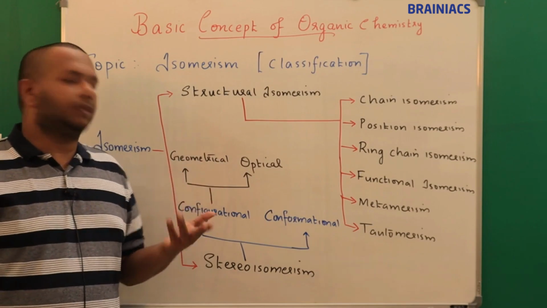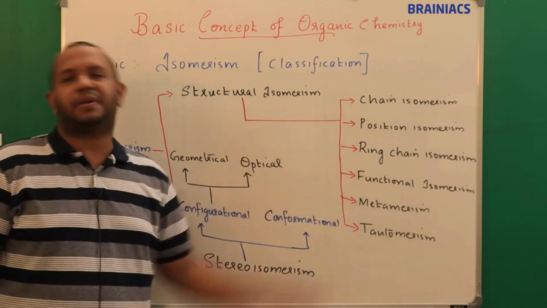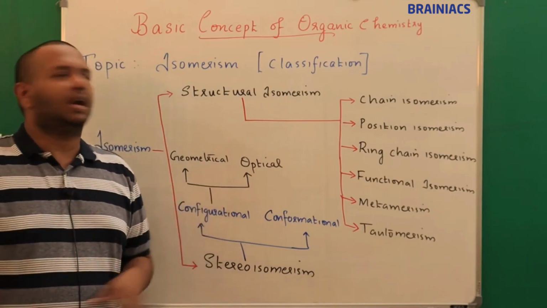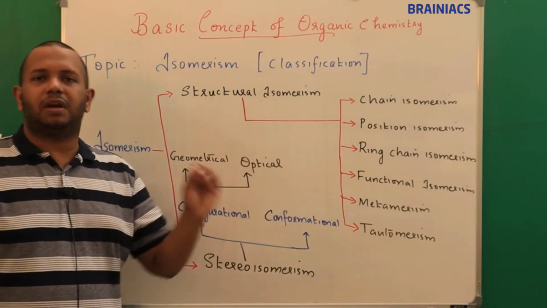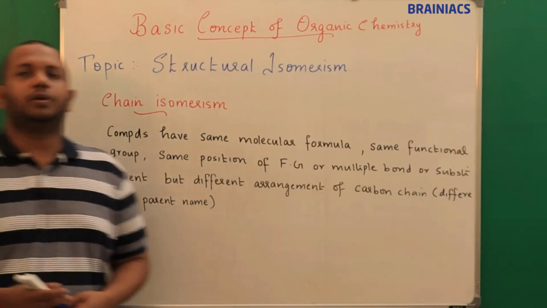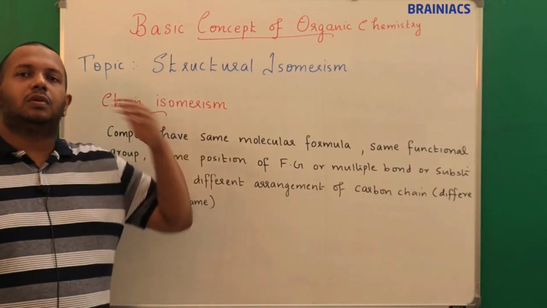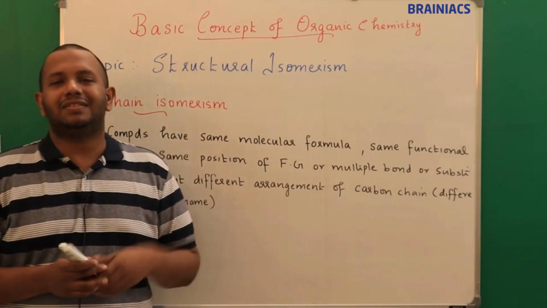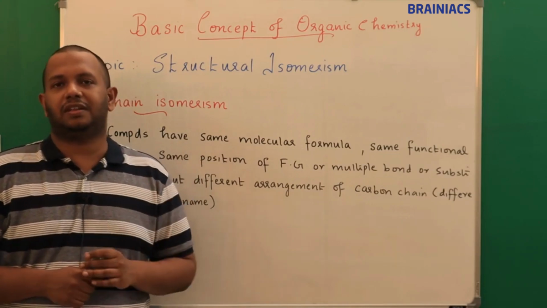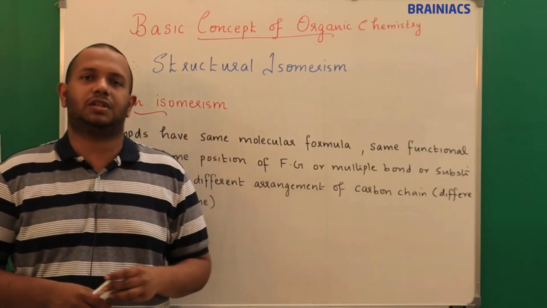Some people may say optical is not a part of configurational. We can say it's another branch totally. Anything is okay. I will explain each one of these one by one with examples. Then you will understand. So first we are going to explain what is called structural isomerism. What is the definition of structural isomerism? I am not going to say the chain in that. I am going to first explain what is structural isomerism.